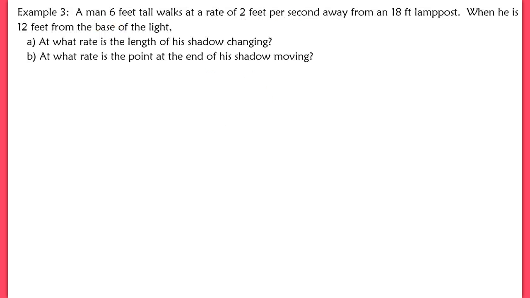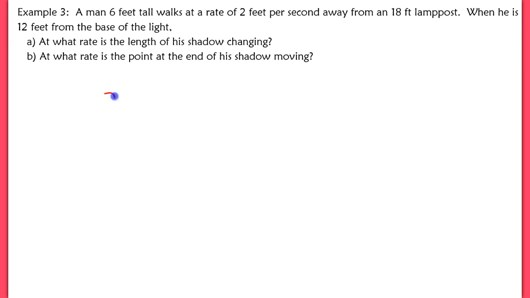All right, for our final example here, we're going to look at the lamppost and shadow problem. Here it says a man 6 feet tall walks at a rate of 2 feet per second away from an 18-foot lamppost. When he is 12 feet away from the base of the light, we're going to answer two separate questions. At what rate is the length of his shadow changing, and at what rate is the point at the end of his shadow moving? All right, so let's go ahead and start with our diagram.